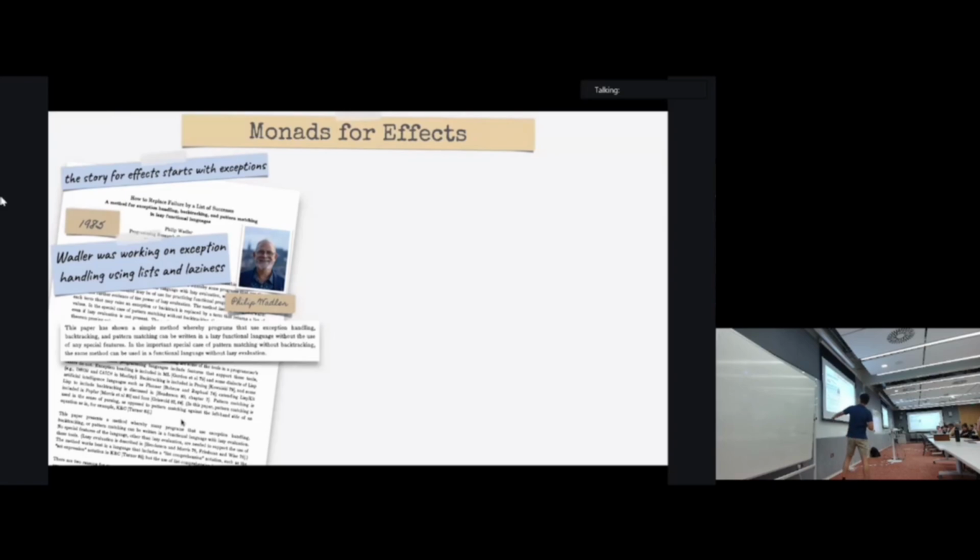And he says, this paper is showing a simple method whereby programs use exception handling, backtracking, and pattern matching in a lazy functional language without any other special features. So we're thinking about using just a pure functional programming language to express effectful ideas, the effect of non-determinism, the effect of exception handling. So these things are typically thought of as effects, but they're also pure effects in this sense.